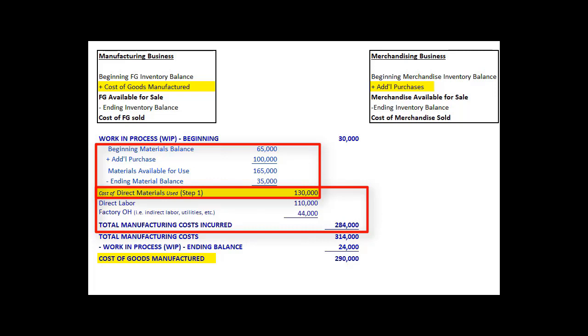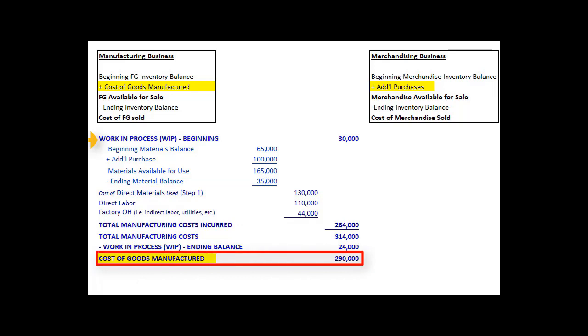So that's step one. We add to it the cost of direct labor used. And the overhead, these are the indirect labor used, the utilities and power, the depreciation on factory equipment, factory supplies. So taking direct materials, direct labor, factory overhead, these three costs, we arrive at the total manufacturing costs incurred. And with total manufacturing costs incurred, it helps us to obtain the cost of goods manufactured.